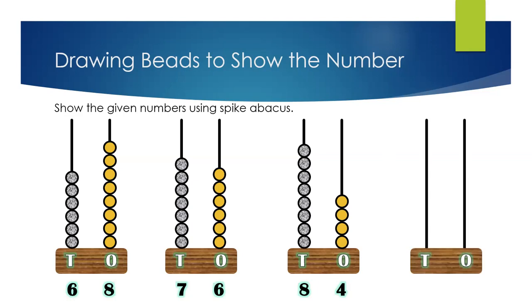Here is the fourth question, and here we are having the number 21. It means we are having 1 one and 2 tens. So how many beads will we place in the one spike? As we are having 1 one, we will place 1 bead in the one spike. And as we are having 2 tens, we will place 2 beads in the 10 spike. So the number 21 is represented by the spike abacus as shown.